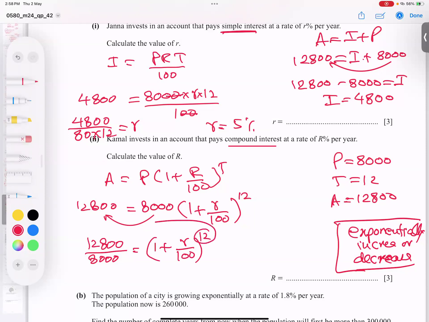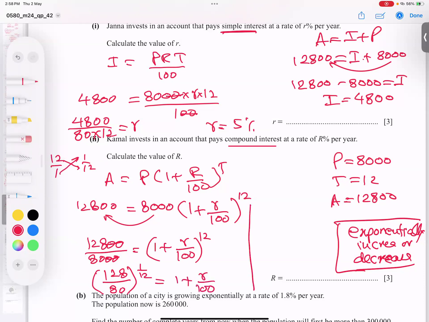Do you know, student, when any number's power goes there, the power flips. Actually, power 12 means 12 by 1. And with the flip, 1 will go up and 12 will go down. So the double zero cancels, 128 by 80, and the power will become 1 over 12. Okay, now student, this one will subtract.